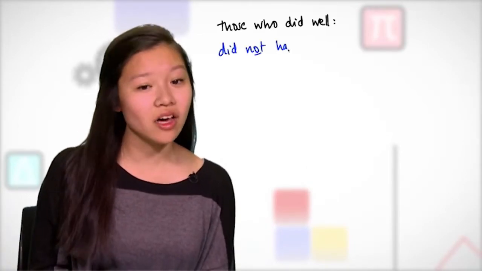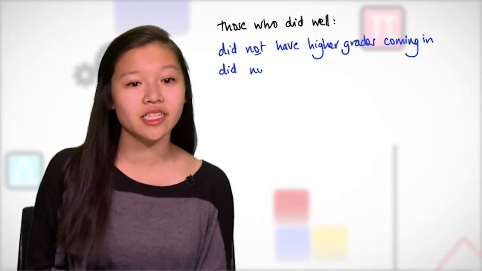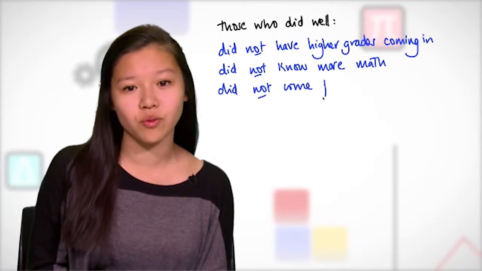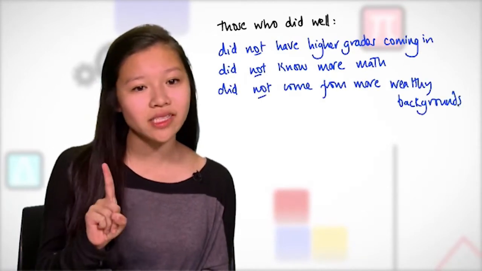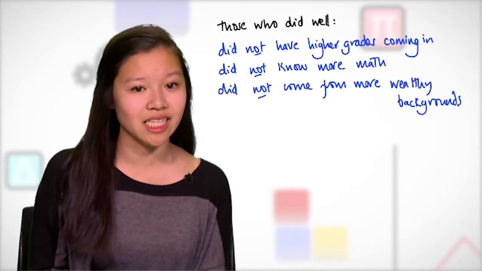An important mathematician called Uri Treisman found that large groups of students were failing Berkeley calculus classes and leaving the university. So he studied the students who were failing and those who were not. His results were stunning. He found that those who did well did not have higher grades coming to Berkeley. They did not know more math. They did not come from more wealthy backgrounds. There is one difference between the successful and the unsuccessful students.